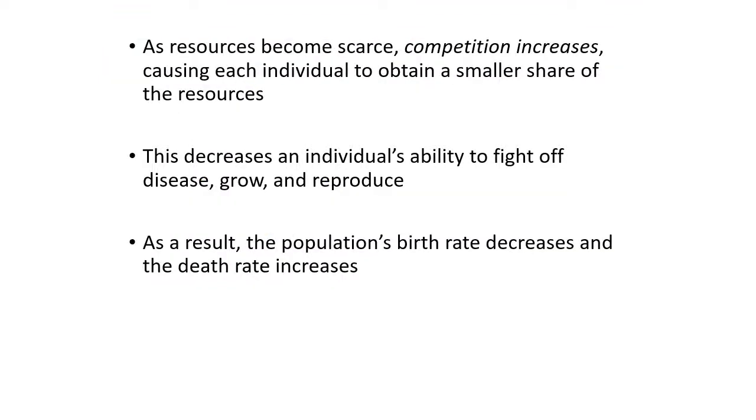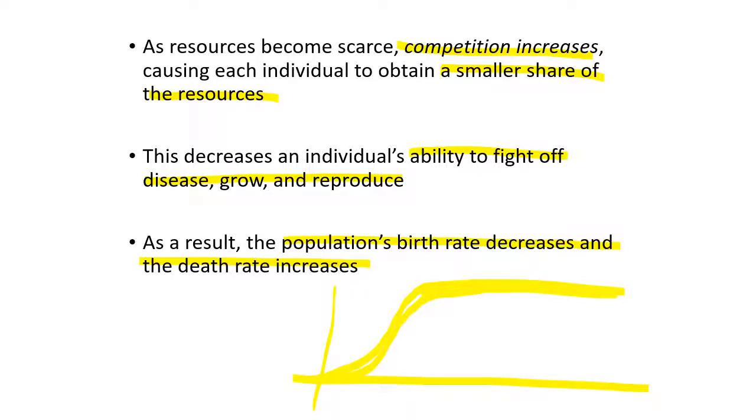So as resources become scarce, competition will increase, causing each individual to obtain a smaller share of the resources. And this will decrease an individual's ability to fight off disease, grow, and reproduce. As a result, a population's birth rates will decrease and the death rates will increase. And this will create that curve to end up looking like this, where we reach this thing called carrying capacity.